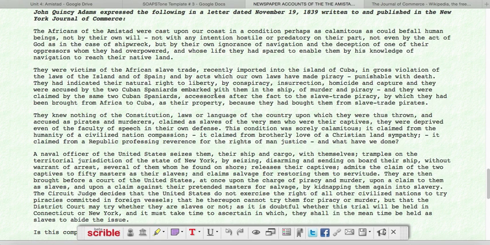All right, so we're going to use SOAPSTone. I'm going to analyze this primary source document that you see here. I'm going to be using Scribble to take notes.